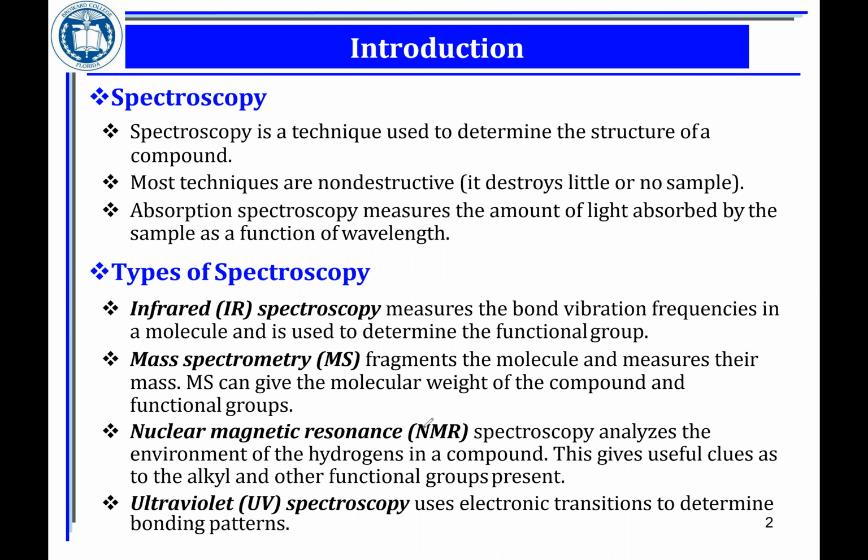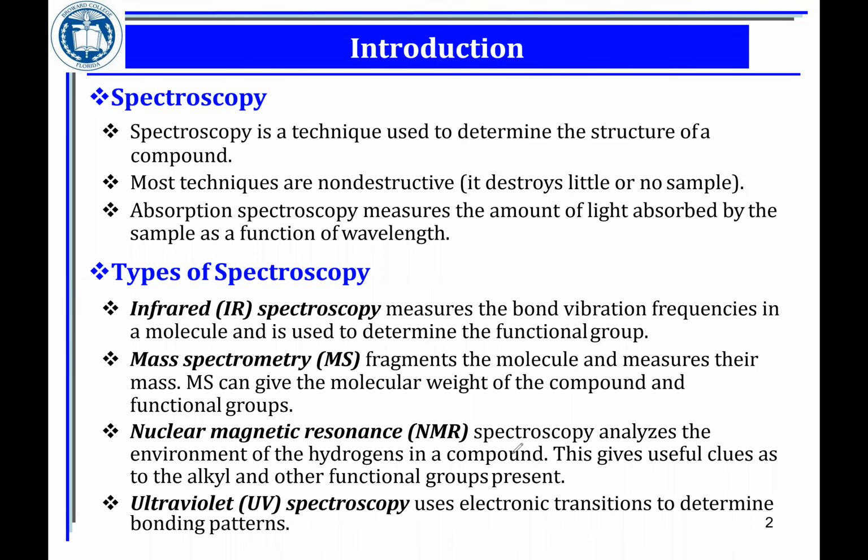Nuclear magnetic resonance, or NMR, analyzes the environment of the hydrogens in a compound: how many CH3 groups, how many CH2 groups, basically the hydrogen arrangement. It is very detailed and very helpful in determining a structural formula for a compound.